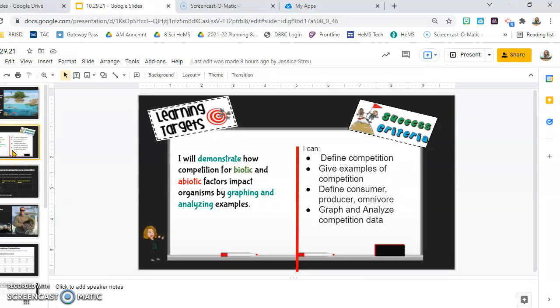I will demonstrate in my learning target today how competition for biotic and abiotic factors impact organisms by graphing and then analyzing the example. I can define examples of competition. I can give examples of competition. I can define consumer, producer, omnivore. I can graph and analyze the data.